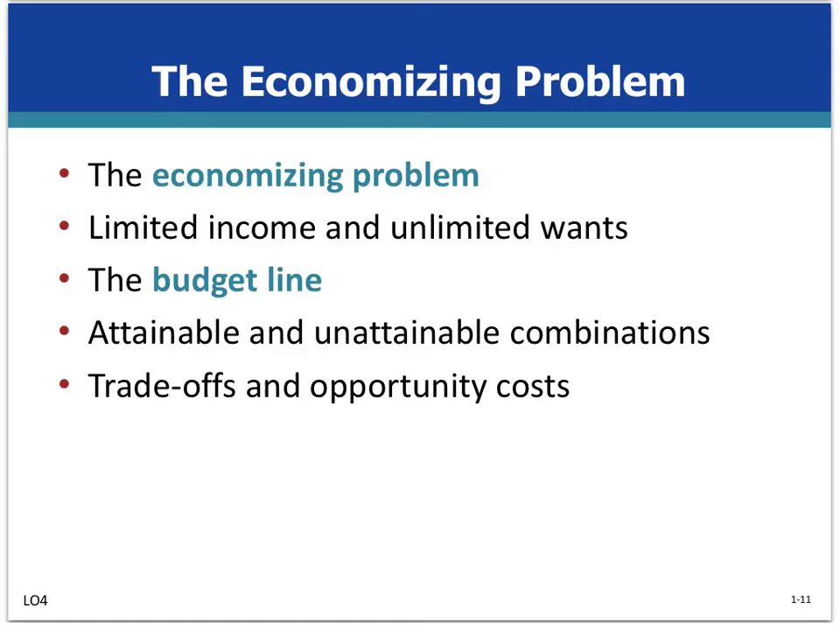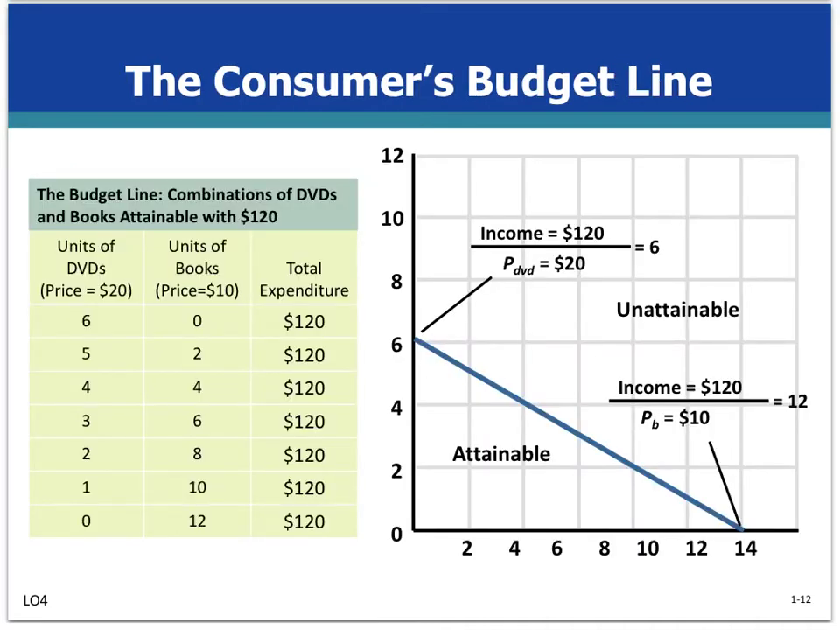We can clarify the economizing problem facing consumers by visualizing a budget line. A budget line is a schedule or a curve that shows various combinations of two products that consumers can purchase with a specific income. Although we assume two products in the following example, the analysis generalizes to the full range of products available to the consumer. Given that we study the budget line, we are going to talk about attainable and unattainable combinations, trade-offs, and opportunity costs. Let's start with the budget schedule.